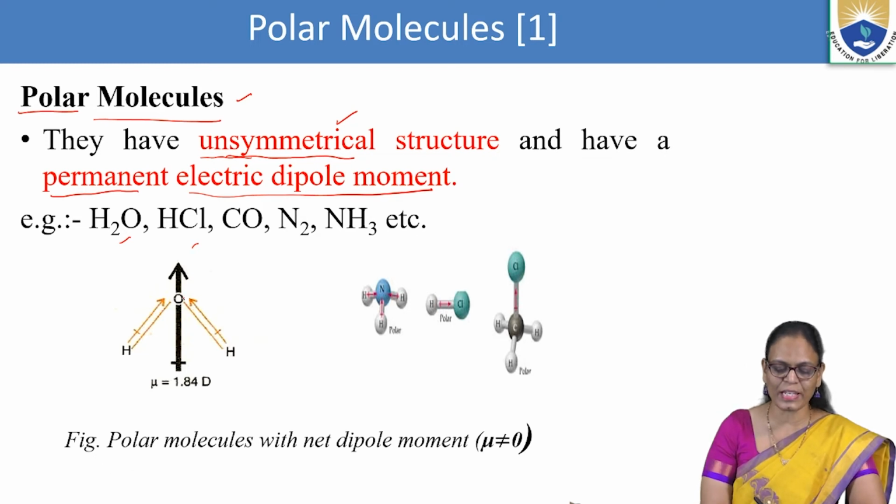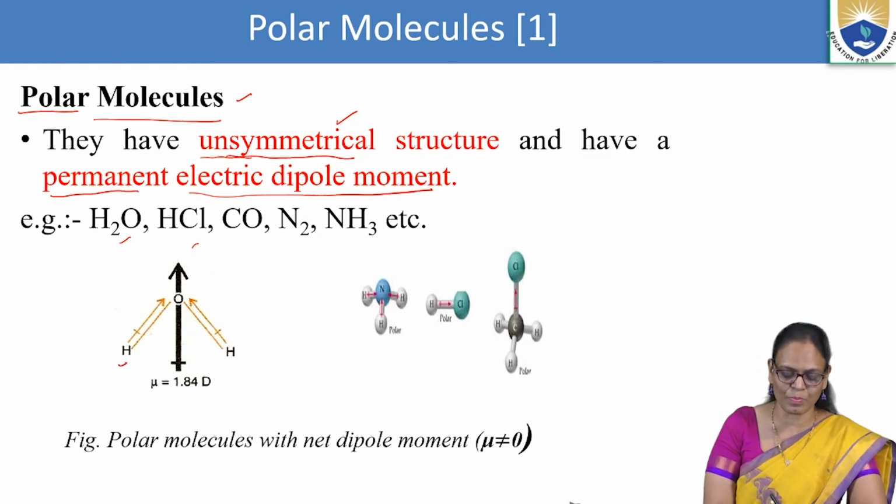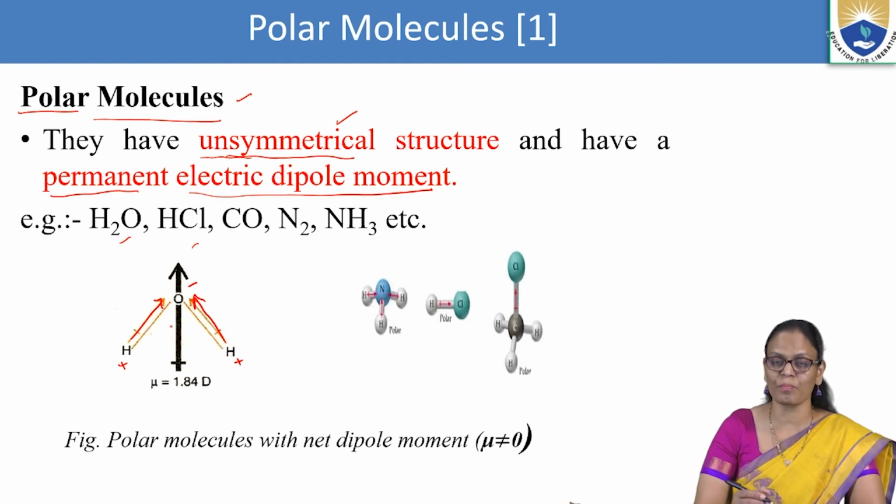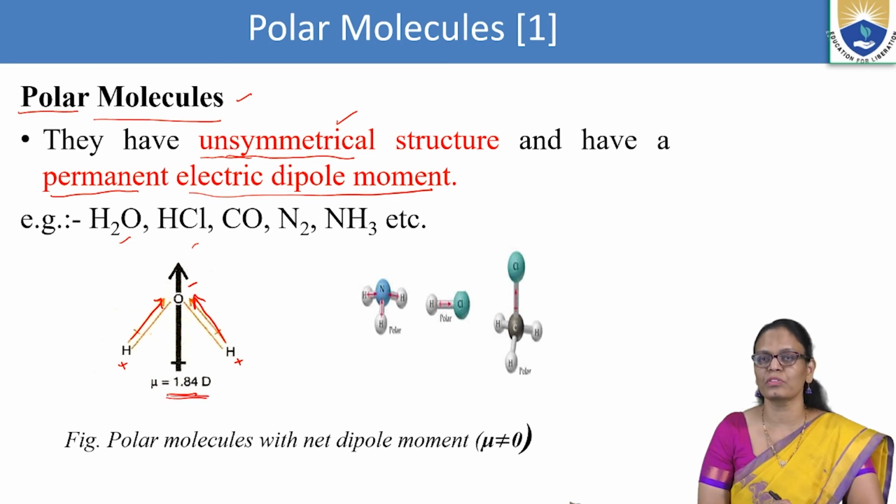We have already seen the example of H2O. H is positive, O is negative. So the dipole moment is always acting from positive to negative. In this case, they don't cancel each other, so there is always a net dipole moment. For a H2O molecule, the dipole moment is 1.84 D.